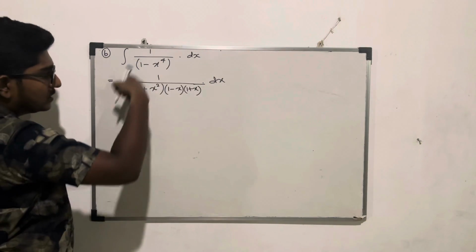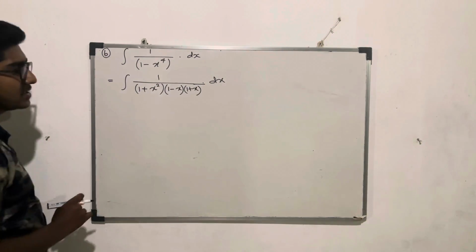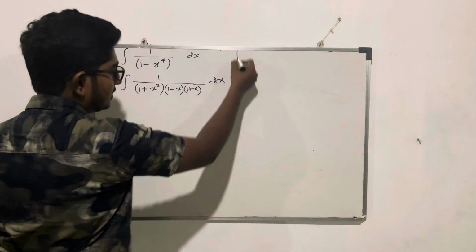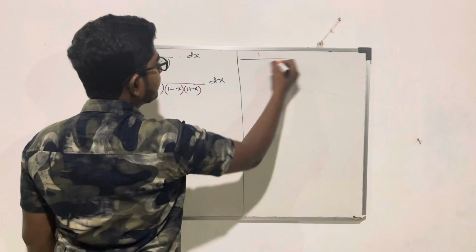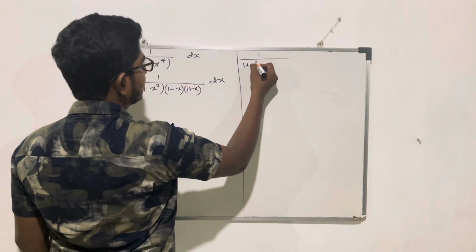Now we have to separate this complex fraction into its partial fractions. So this is the partial fraction simplification area.